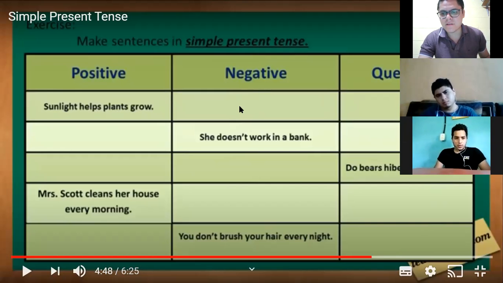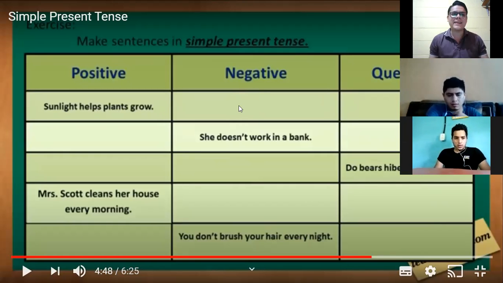What might be the negative? Jose Alvarez? What might be the negative? Sunlight doesn't help plants grow. Okay, sunlight doesn't, very good. Sunlight doesn't help, with no S, help plants grow.